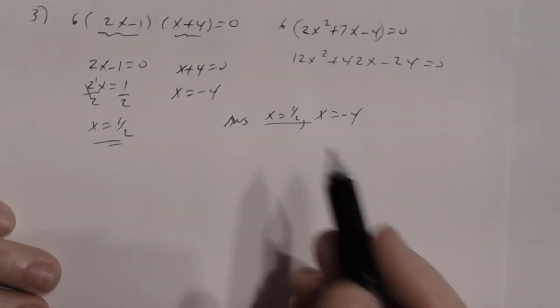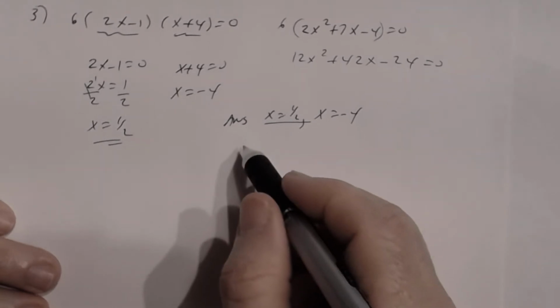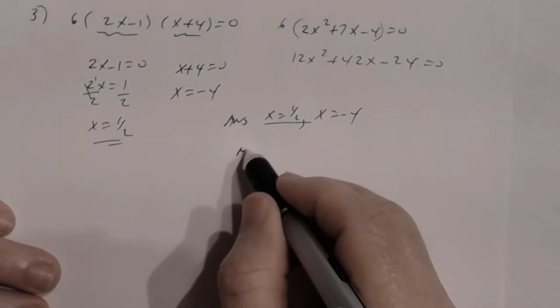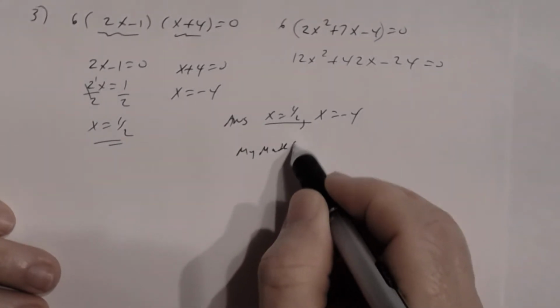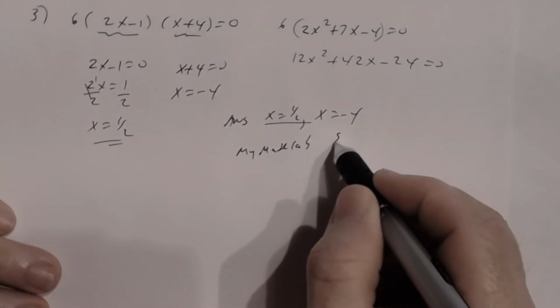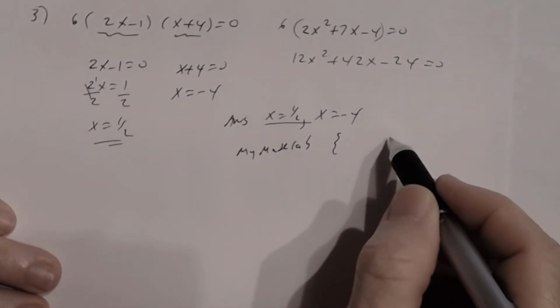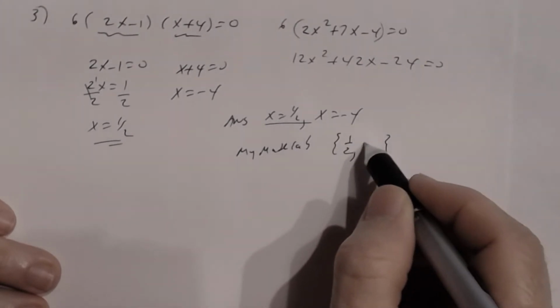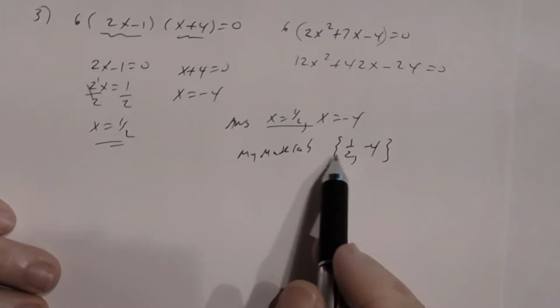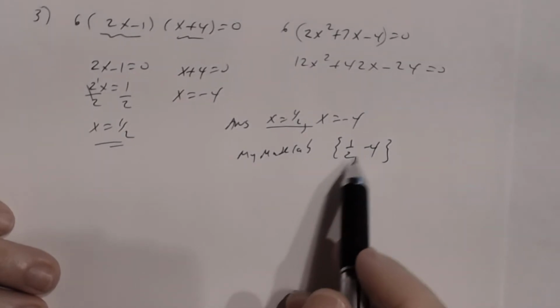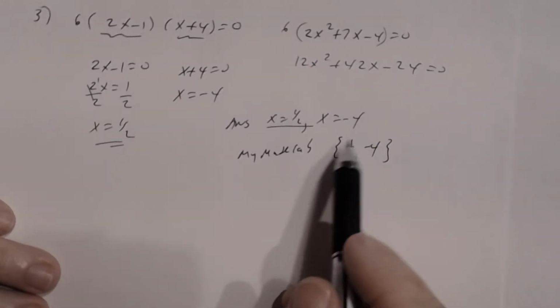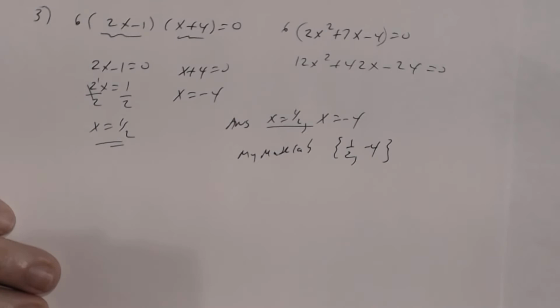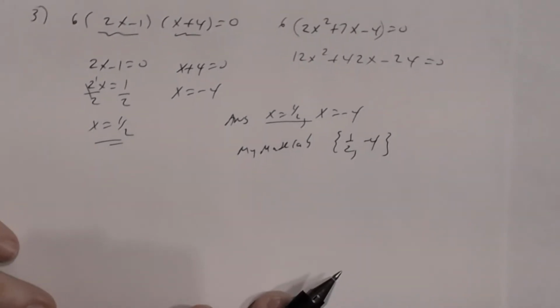Now on MyMathLab, don't put x equals. On MyMathLab, you're going to just write it as, and usually they'll have a set notation. So you just say 1/2, comma, negative 4. Okay. So if you put x in here, it's going to mark it wrong because it's not recognizing the solutions. All right. So that was number 3.